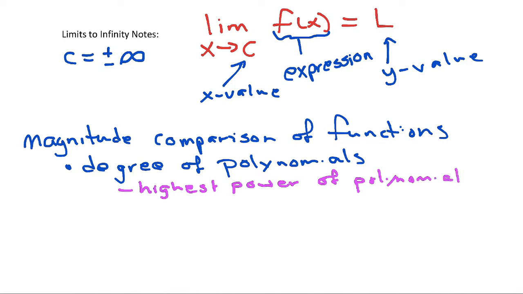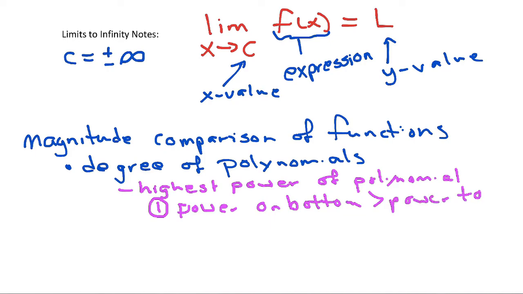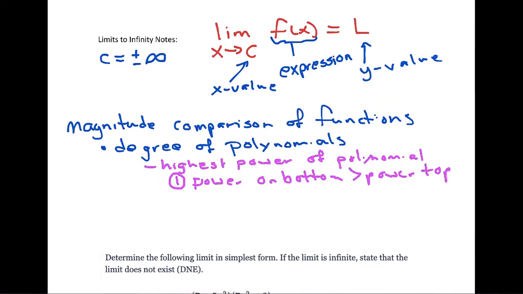Okay, and there's really three things that can happen. One is if the power on the bottom is greater than the power on top, then the limit is going to be 0.